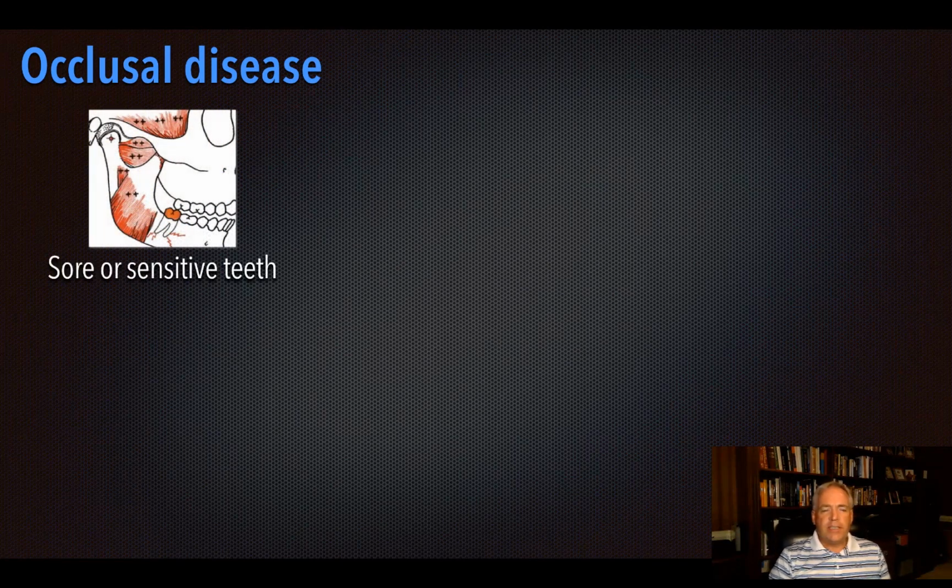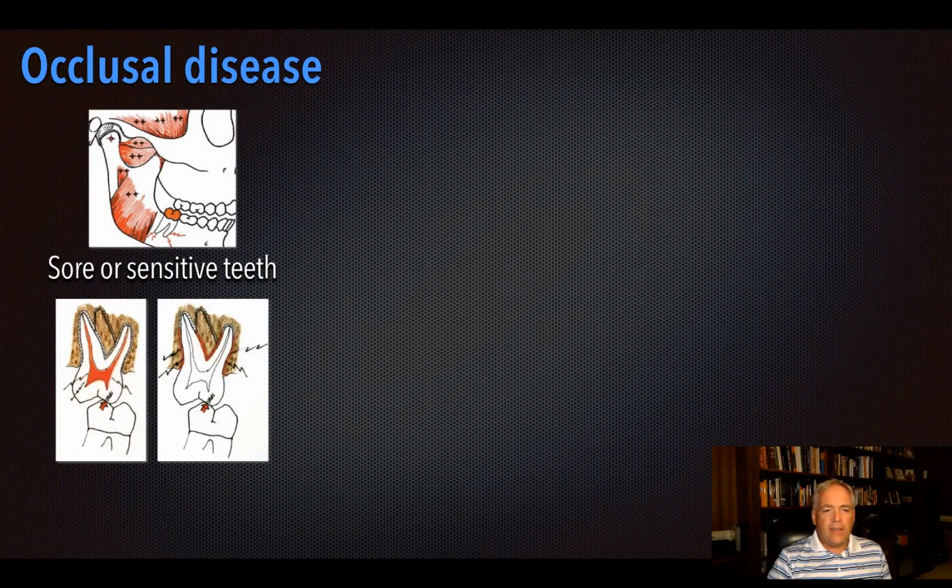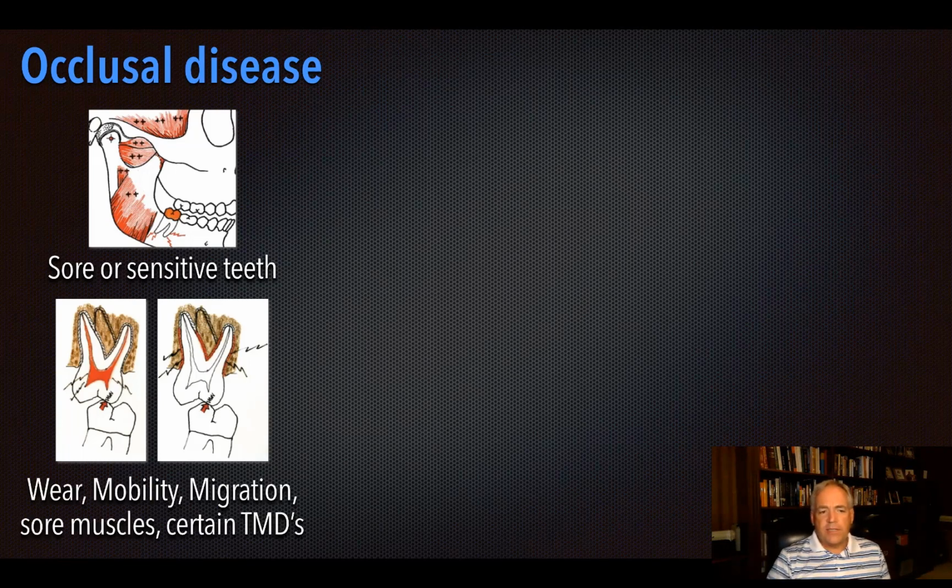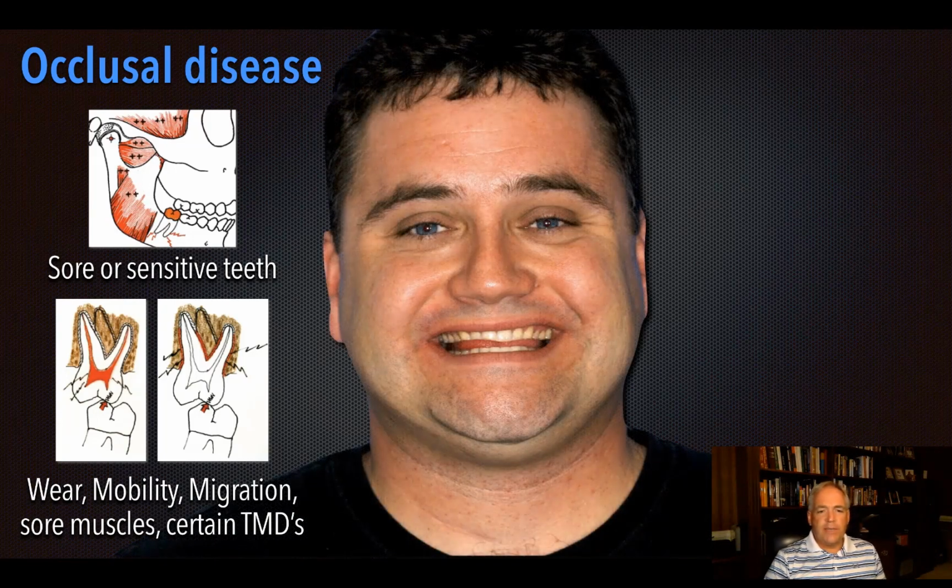Remember that occlusal disease can cause sore, sensitive teeth. It's not just caries that can make teeth hurt. If muscle activity is up and people are grinding and bruxing, that can cause pulps to become hyperemic. That's one of the most common things that we can see. So certainly wear, mobility, migration, sore muscles, certain TMDs.